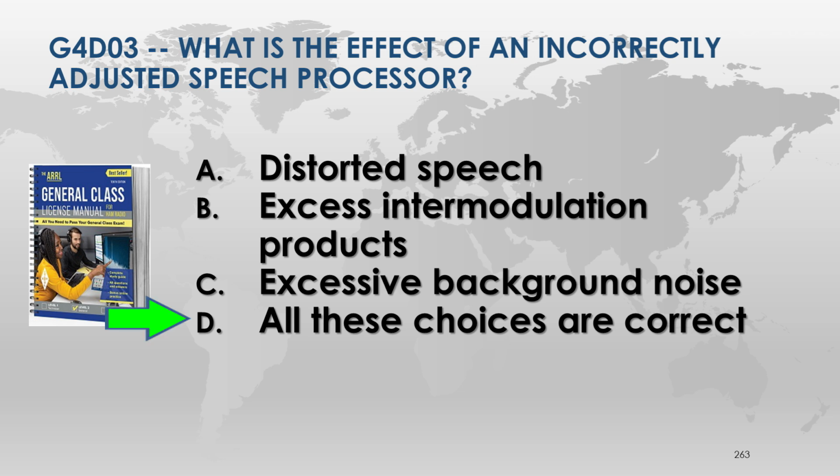Oh, it's delta. All of those. You're going to go distorted speech, and you're going to want to click that answer. It may not be in this order, but delta will always be the all of the above answer. You are going to see distorted speech and go, well, it is, but it's also those other two. Distorted speech is correct. It's just not complete.